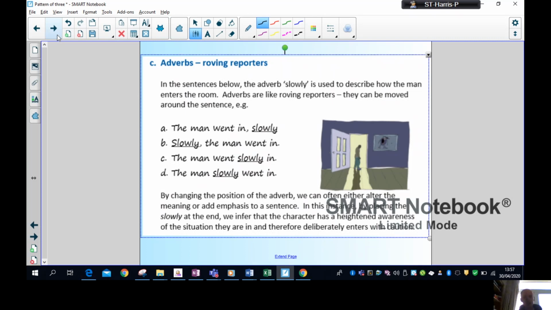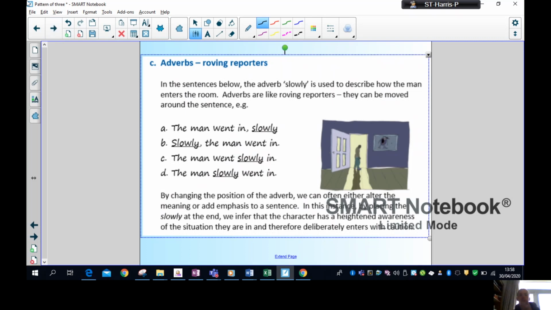Okay, think about how changing that position of the adverb can alter the meaning of the sentence. It's only a small change, a subtle change. So in this instance, placing the "slowly" at the end, we're inferring, suggesting, giving a clue that the character has an awareness of the situation they are in, or heightened awareness, and therefore they enter with caution. So as they went in, they realize. It's like it almost happened afterwards. Whereas maybe if you have it at the front, he already knew there was some caution there.